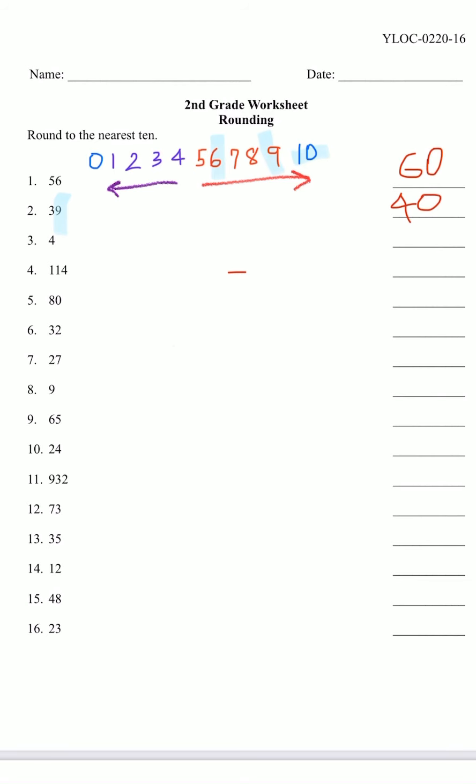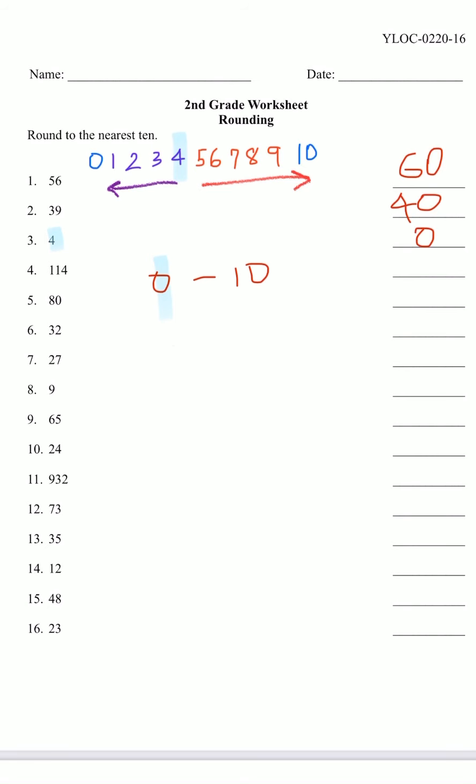Now let's try number 3. Number 3, we have 4. So 4, we have to look at this number because it is the last number and the first number. Well, 4 is right over here, right? So we're rounding it down. So 4 is between 0 to 10, and we're rounding it down, so that is going to be 0.